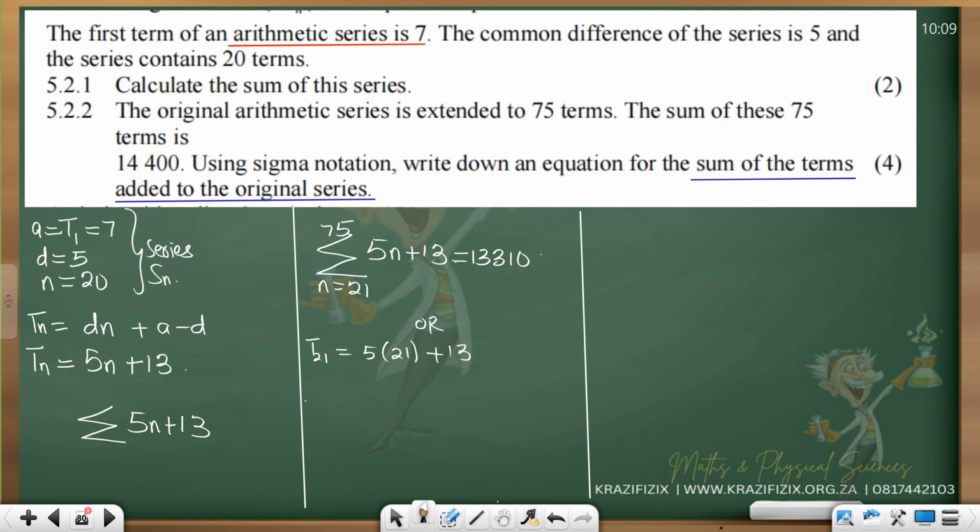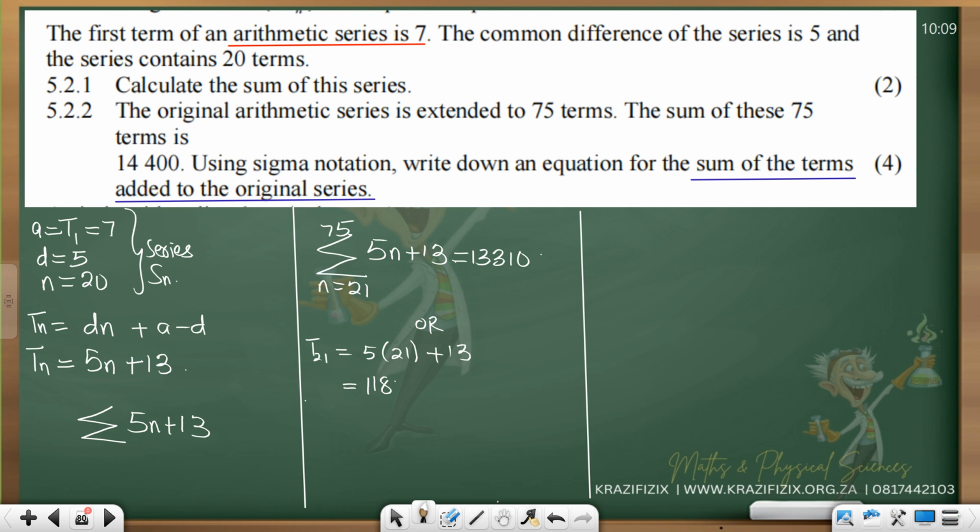521 plus 13. Right? Please, I want you to look at this one. 521 plus 13. What would this give us? 105 plus 13 will be 118. Okay, do I need this? Yes. There's something I'm looking for here.